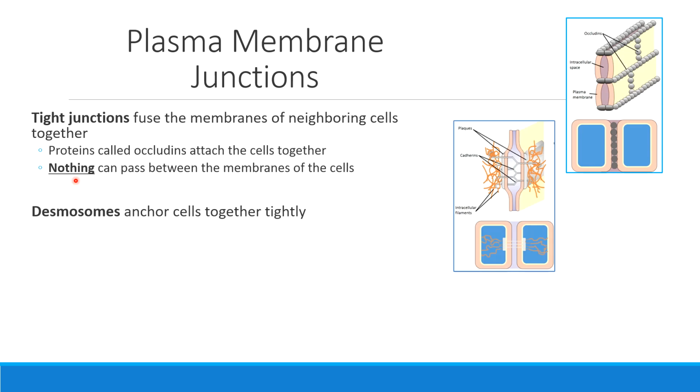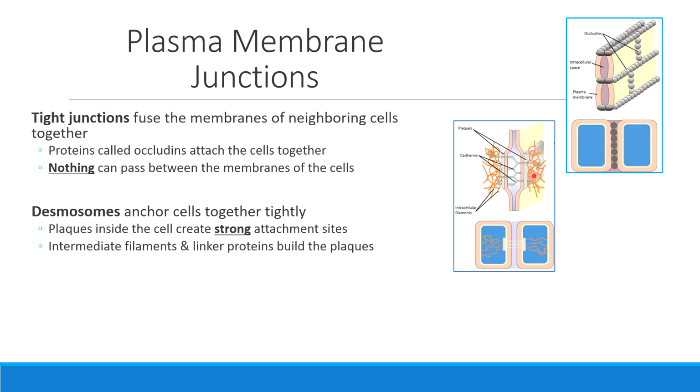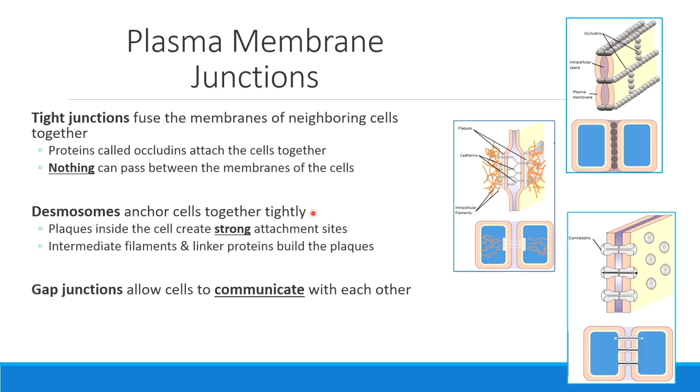Sometimes it's not that I need nothing to get between my cells. Sometimes it's that I need my cells to be anchored together really tightly. And if that's the case, I'm going to use a kind of junction called desmosomes. Desmosomes have these really strong groups of proteins inside. They form this thing called a plaque. A plaque is a group of proteins that helps us to attach these desmosome proteins to each other. They're anchored into the cell. We can get pulling in any kind of direction, but my thick cytoskeleton proteins, called intermediate filaments, are anchored into the plaques and we can't pull those cells apart. So desmosomes are really good at resisting pulling. Tight junctions are really good at preventing stuff from getting through.